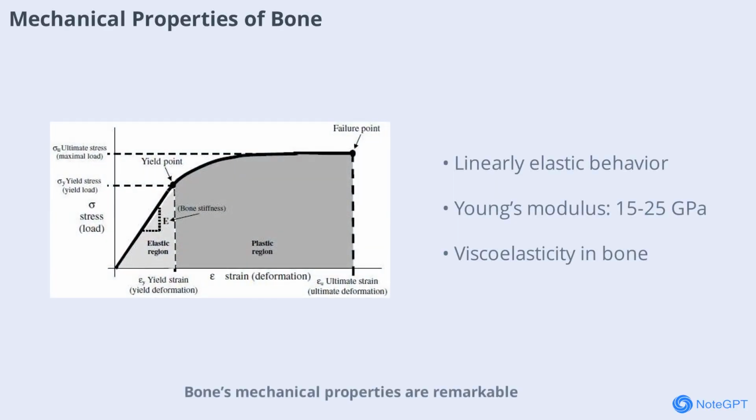Bone's mechanical properties are remarkable. It is linearly elastic under normal physiological loads, following Hooke's law. The stress-strain relationship is key. Young's modulus, the slope of the linear portion of the curve, indicates stiffness. For cortical bone, Young's modulus ranges from 15 to 25 GPa in the longitudinal direction, about half that in the transverse direction. Bone is also viscoelastic. Its stiffness increases with strain rate, which helps absorb impact.